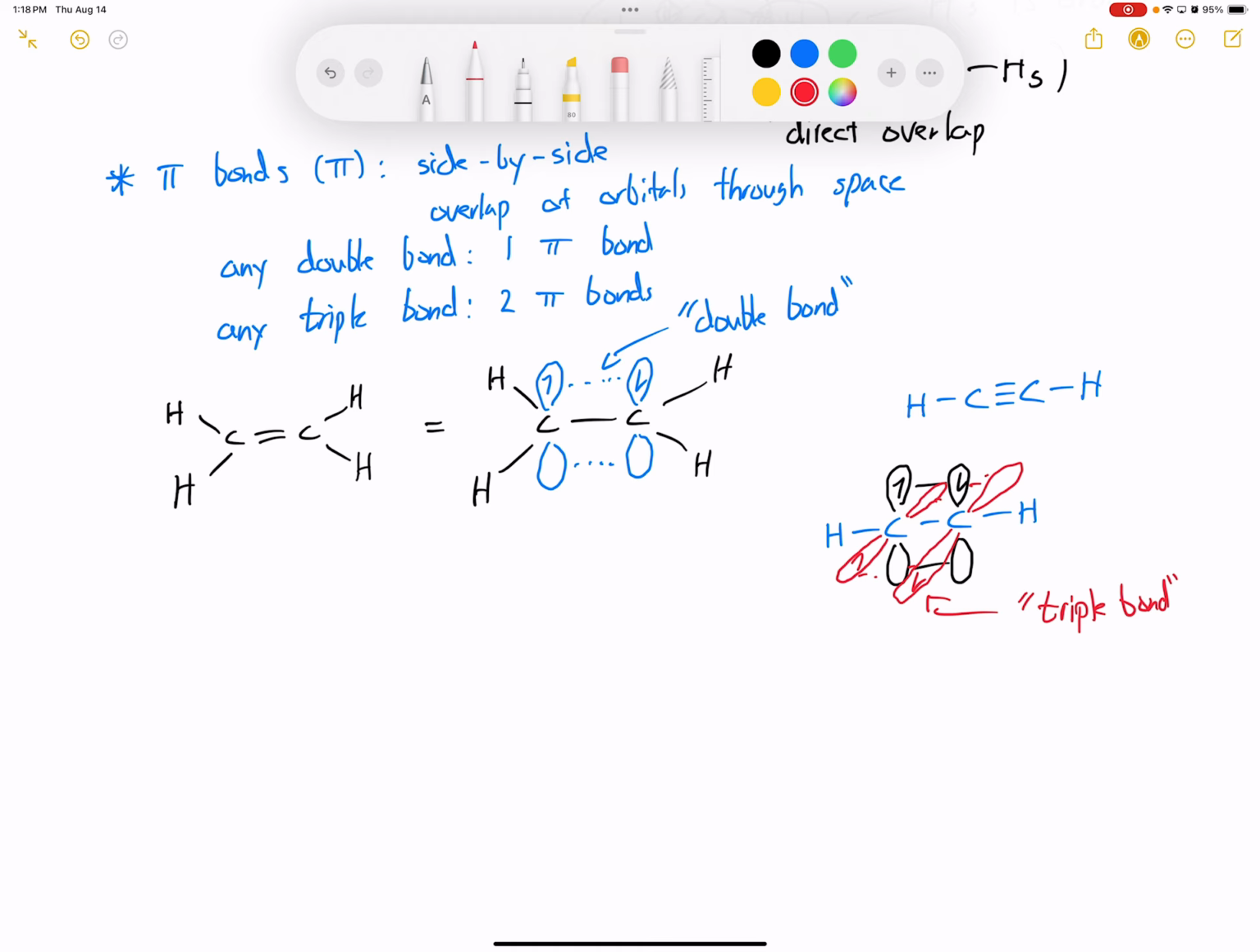Okay, so notice how I'm using examples in organic. If it was in Gen Chem, I would have used like carbon monoxide, nitrogen, or carbon dioxide to illustrate these examples. Okay, no questions? All right, let's go.